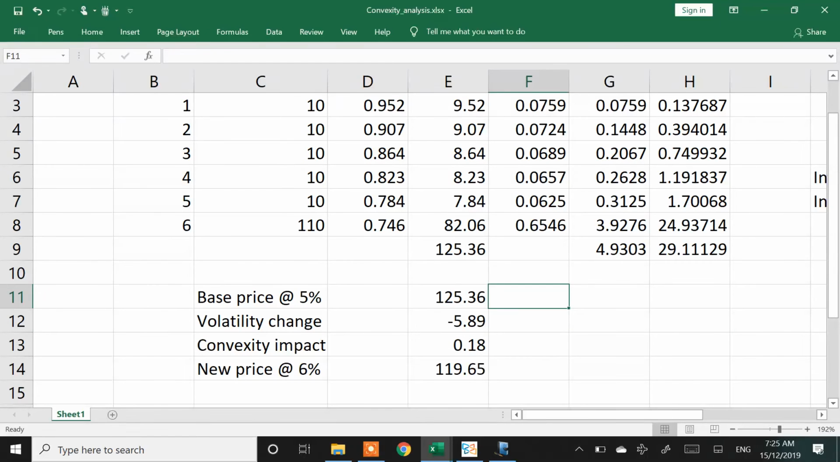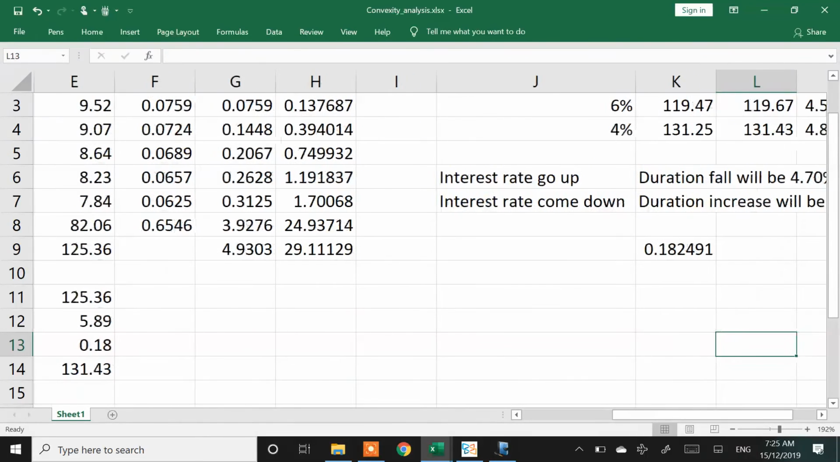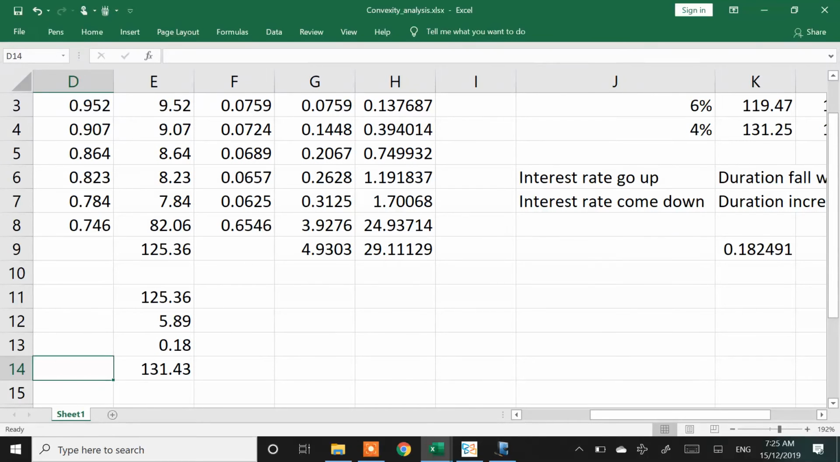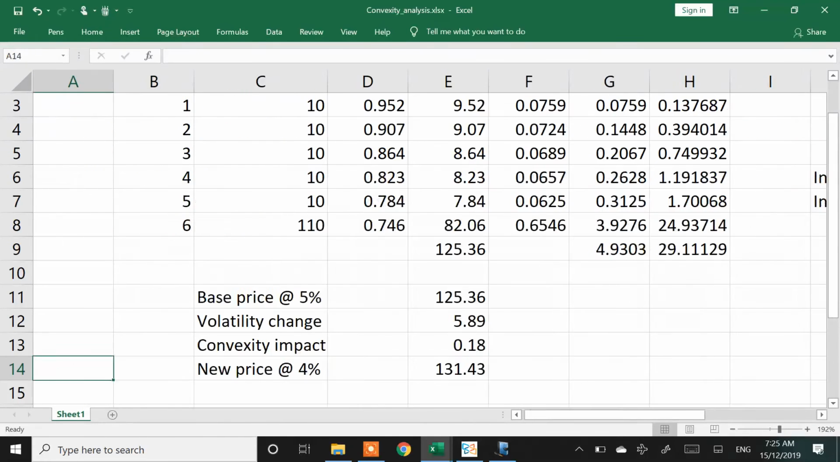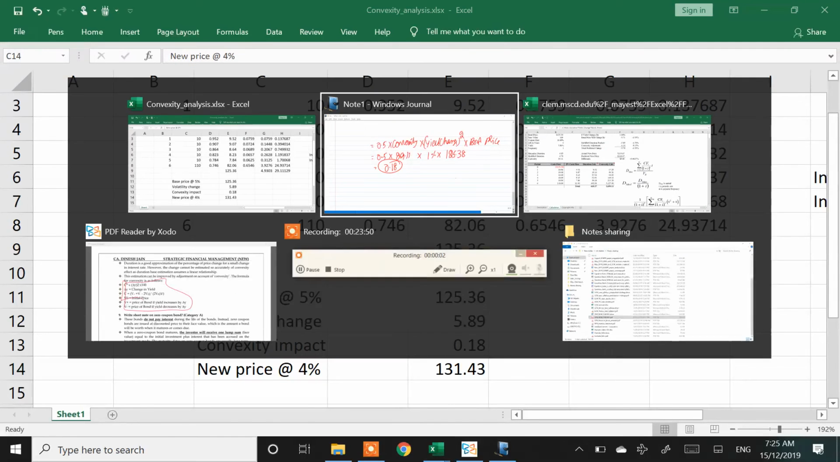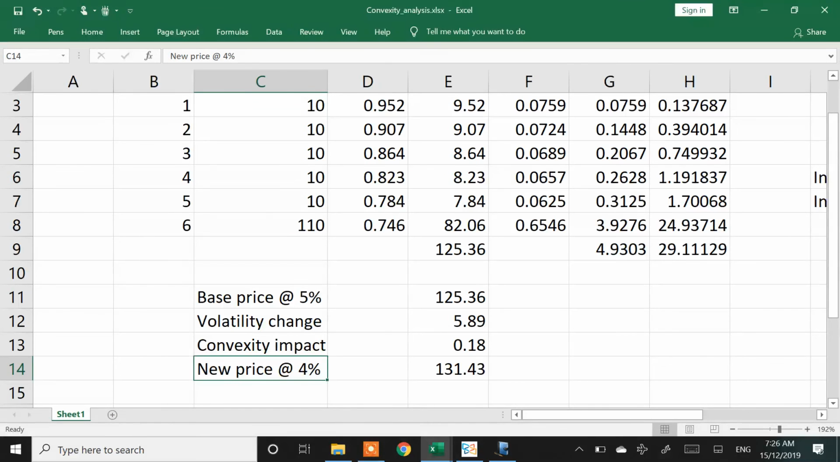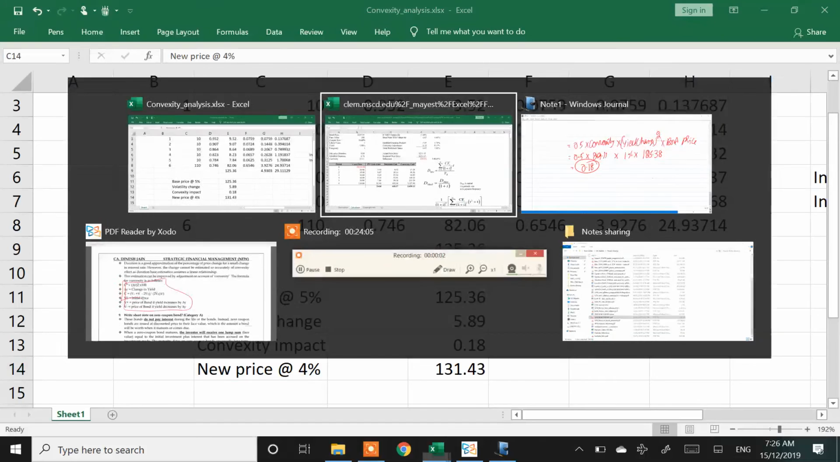Similarly, if I start with base price 125 and volatility change, I am trying to calculate what the price should be at 4%. Now the convexity adjustment is applied, and once it is given effect, you end up getting 131.43. So that is what convexity adjustment does. In this process, you will be in a position to get the right price change. This is how convexity will help you in doing a better prediction based on changes in interest rates.